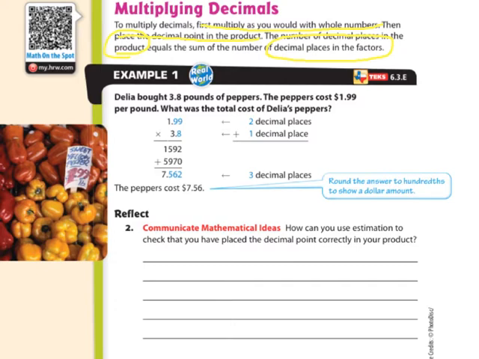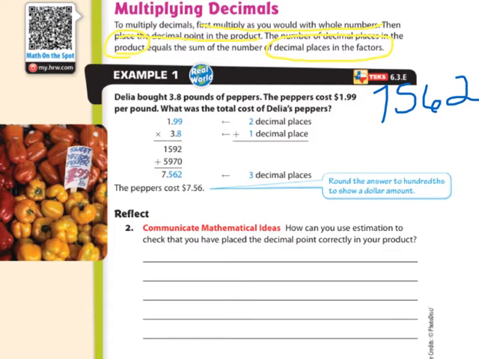So let's look here at example 1. Delia bought 3 8/10 pounds of peppers. The peppers cost $1.99 per pound. What was the total cost of her peppers? So $1.99 times 3 8/10. Here is the normal multiplication, and we get 7562.